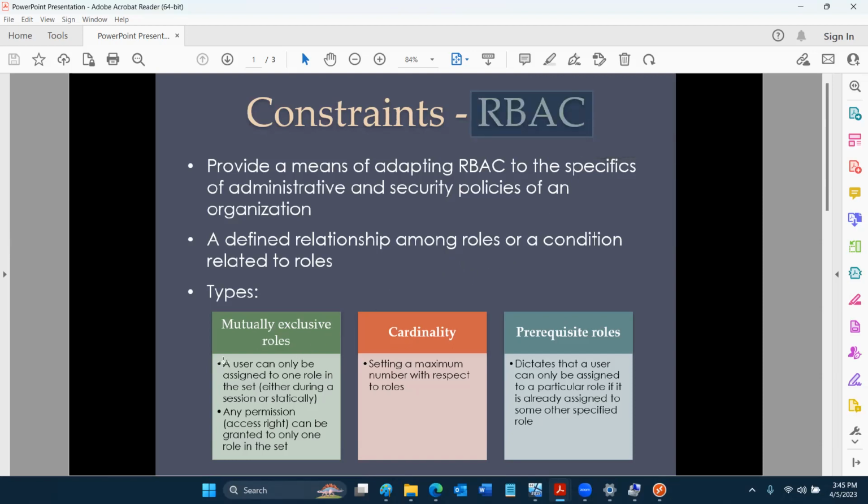So you see here, it says a user can only be assigned to one role in the set, either during a session or statically. So in real time or as a permanent assignment. What we mean by that is for a given job description, there should be a corresponding group, a security group that is created explicitly and exclusively for that role.